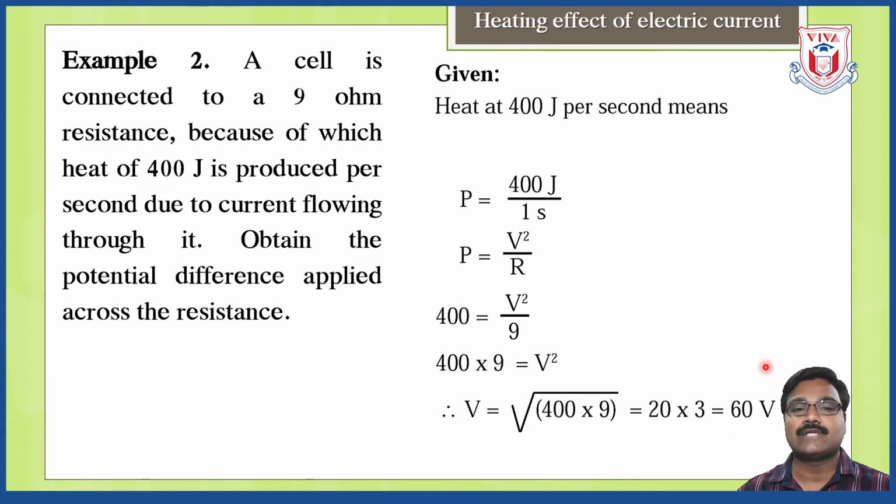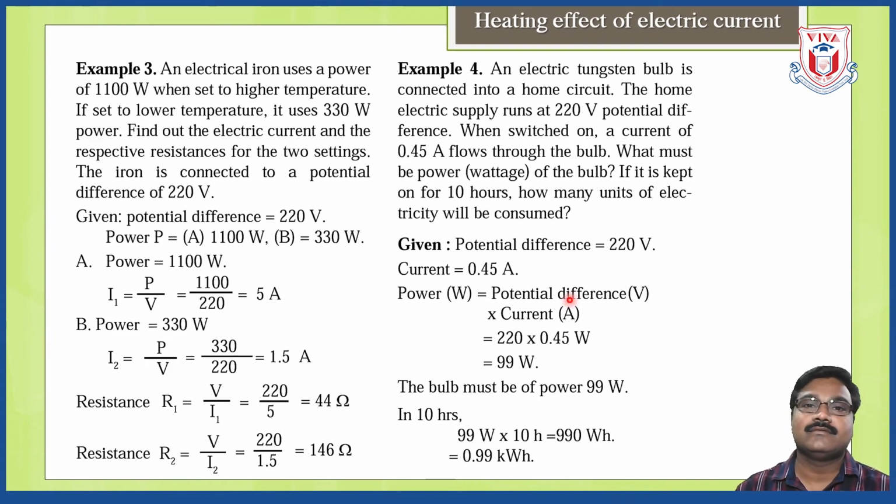That means the potential difference applied across the resistance is 60 volt. Now here more examples are given. Let us go through it.